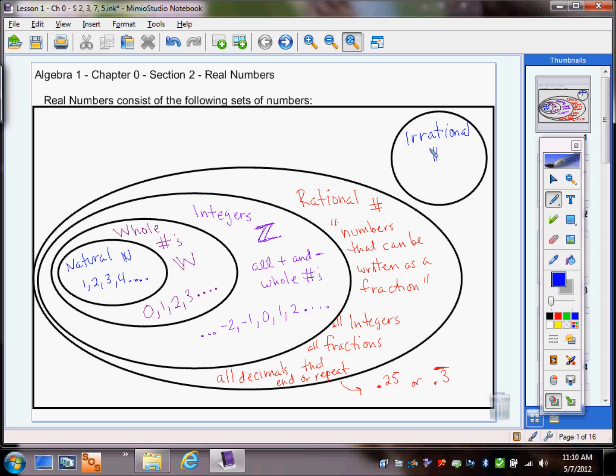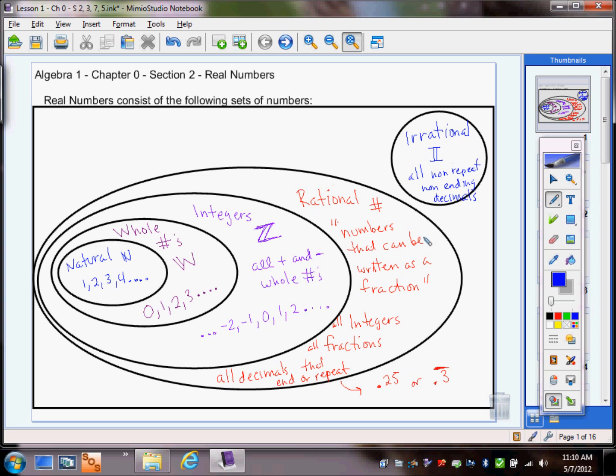And that's symbolized with an I. Okay, and these are all non-repeating, non-ending, I didn't make this big enough, decimals.